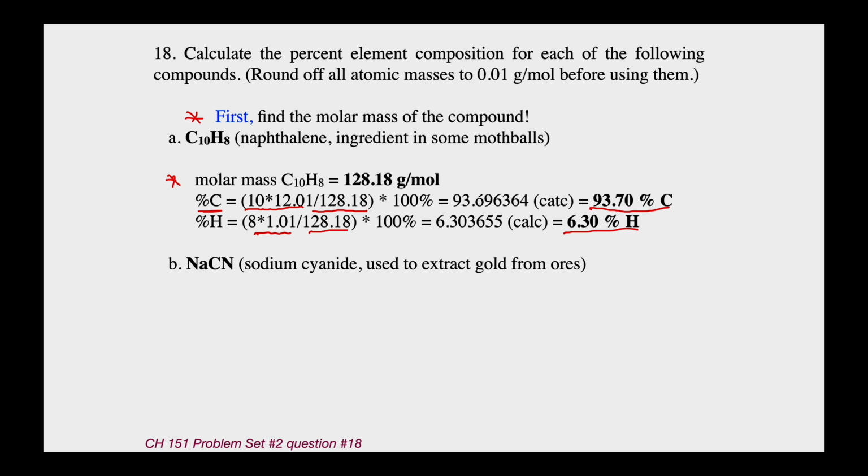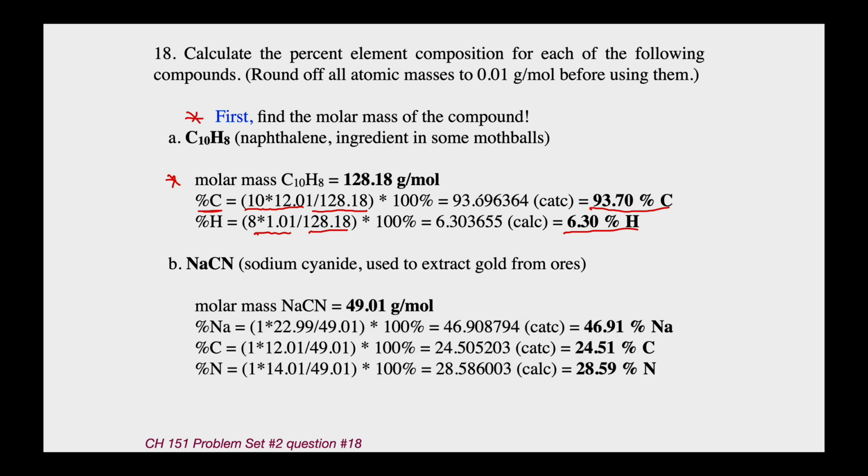So the next problem, sodium cyanide. Let's do the same thing. First, find the molar mass, a sodium, a carbon, and a nitrogen. And then the percentages will be just like 1 sodium divided by the molar mass times 100 for percent sodium, etc., etc. So here's the work.